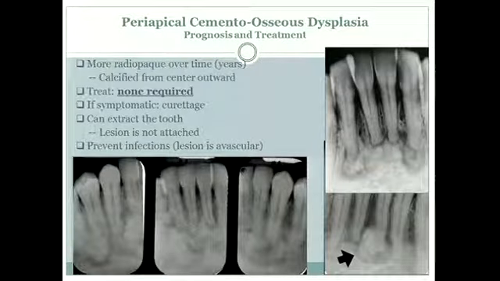Again, they become more radiopaque over time, so that's where if you were able to get x-rays from a previous dentist, you might be able to see what happened over time for the patient. Again, no treatment required for the patient. You're feeling to make sure there's no expansion. If there was expansion, we would think of central ossifying fibroma, so that would be something in your differential if there was expansion, but because there's not, it's pretty much periapical cemento-osseous dysplasia.